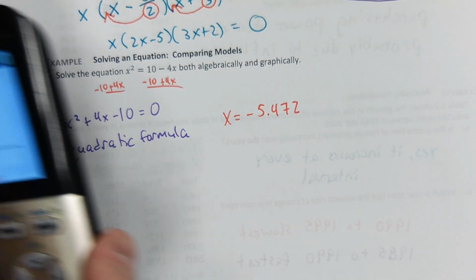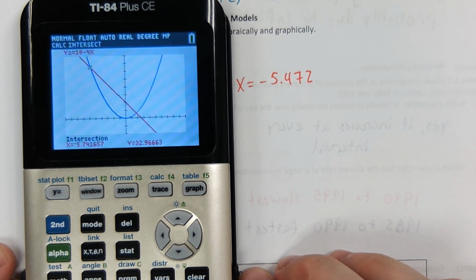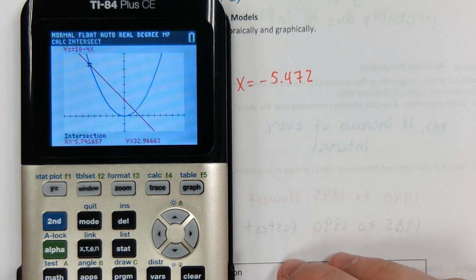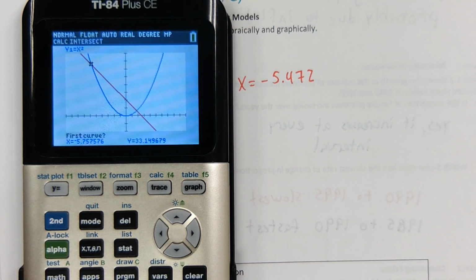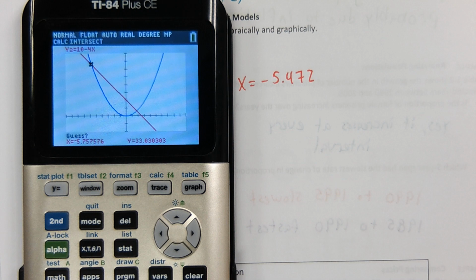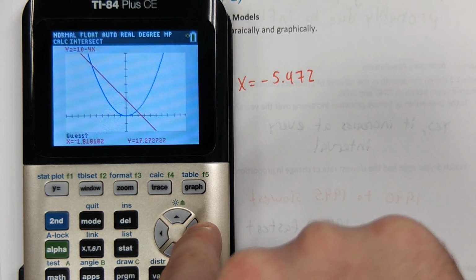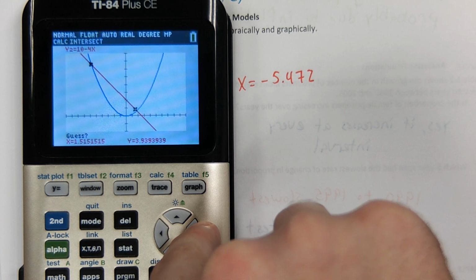And in order to find the other answer, you go through the process again. You're going to be amazed how fast second trace, intersect, enter becomes muscle memory. Second trace 5, yes, yes, and it's already waiting for me to scroll. So second trace 5, because I only have 2 graphs on my screen, I hit enter 2 times in a row. And then you just scroll until you get to, at least close to, the other answer.